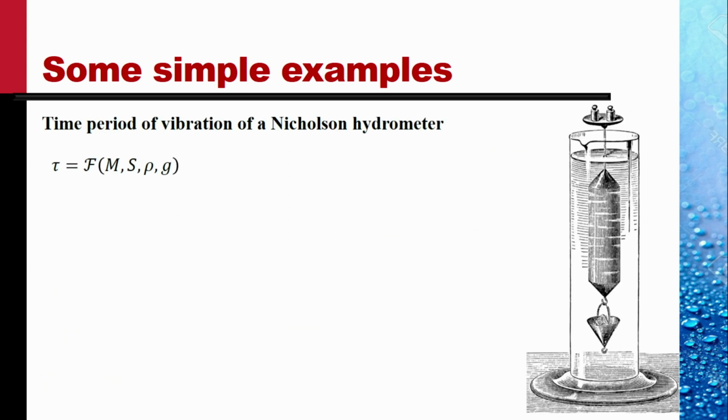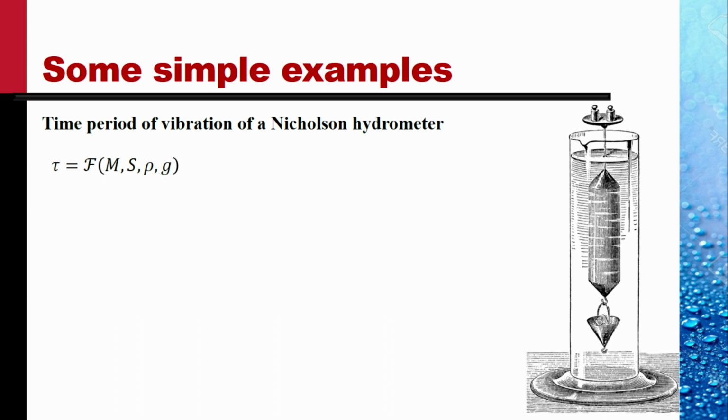Let's do another example. Time period of vibration of Nicholson hydrometer. Hydrometer was an instrument used in earlier days to find the density of a liquid. It consists of a weighted cylinder with a long, thin neck of cross-sectional area S. If the liquid were denser, the hydrometer would pop up. If the liquid was less dense, hydrometer would sink more. And this hydrometer was designed so that very small differences in densities could be measured.